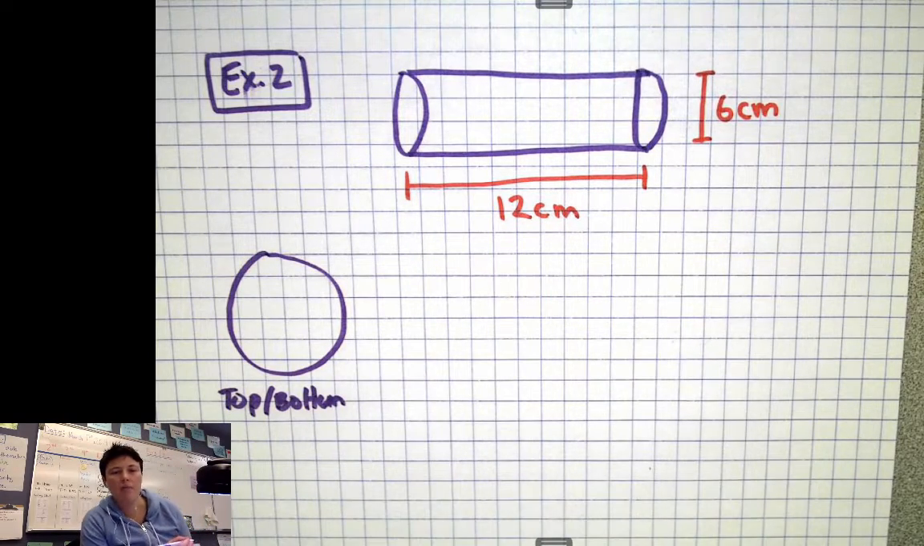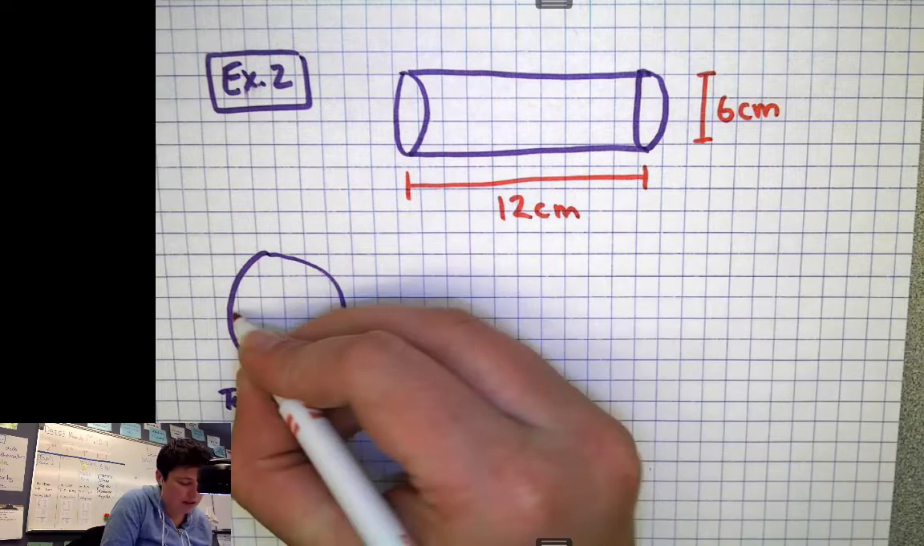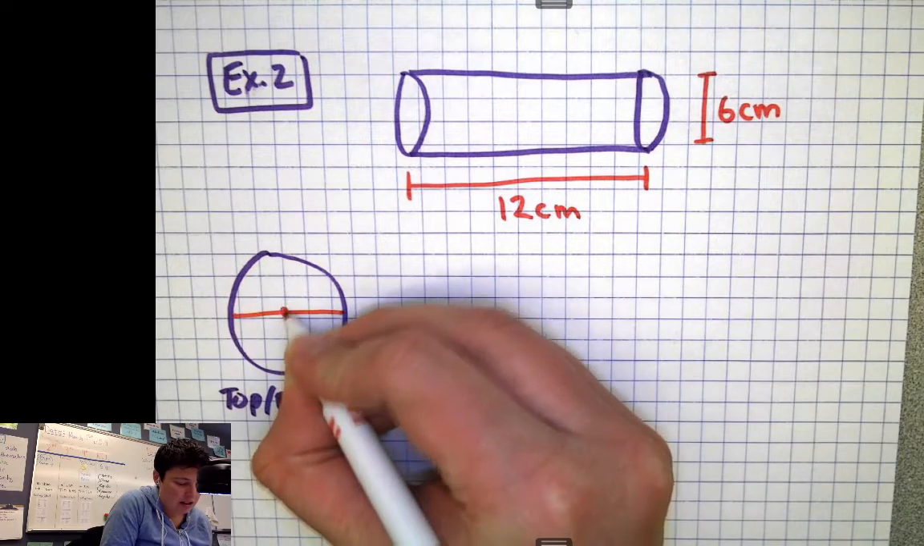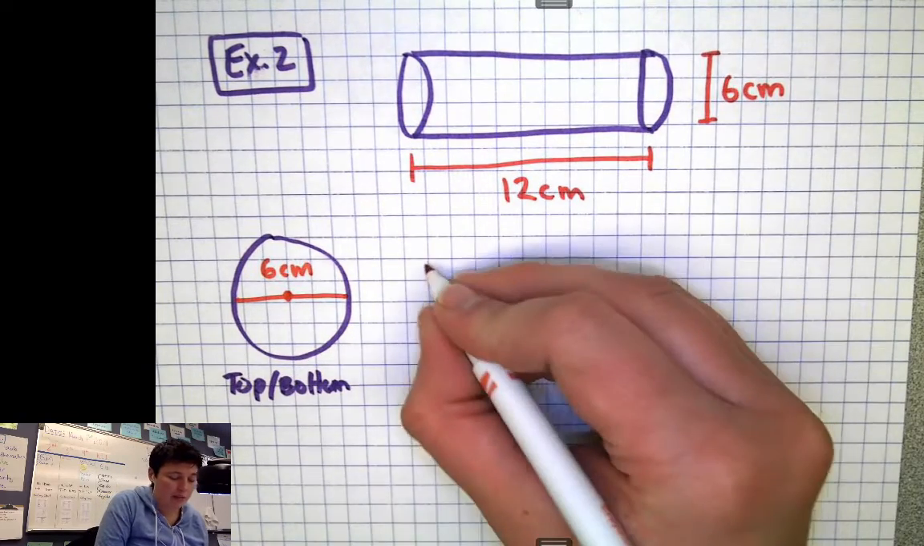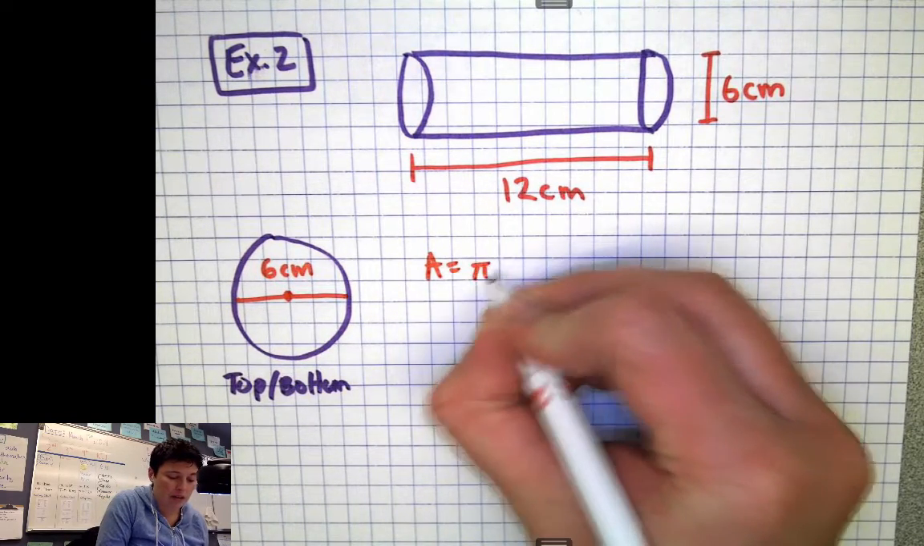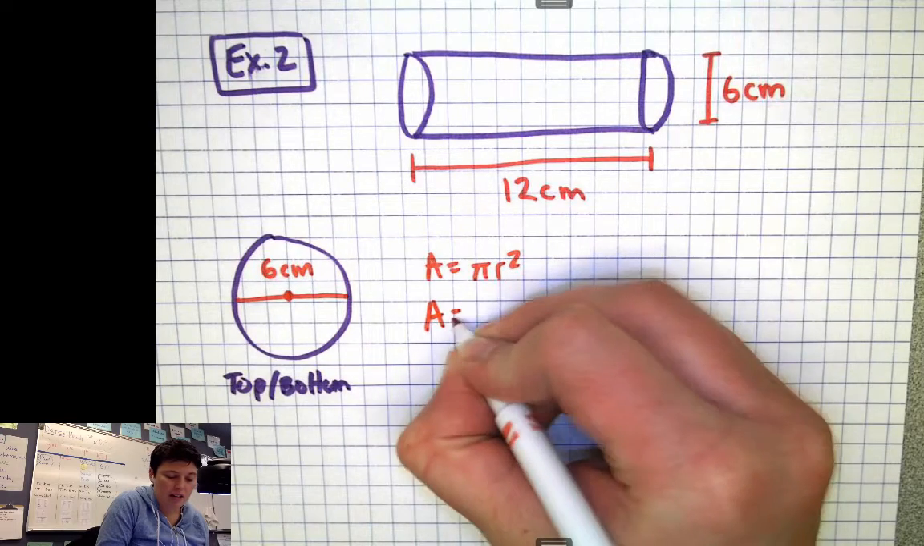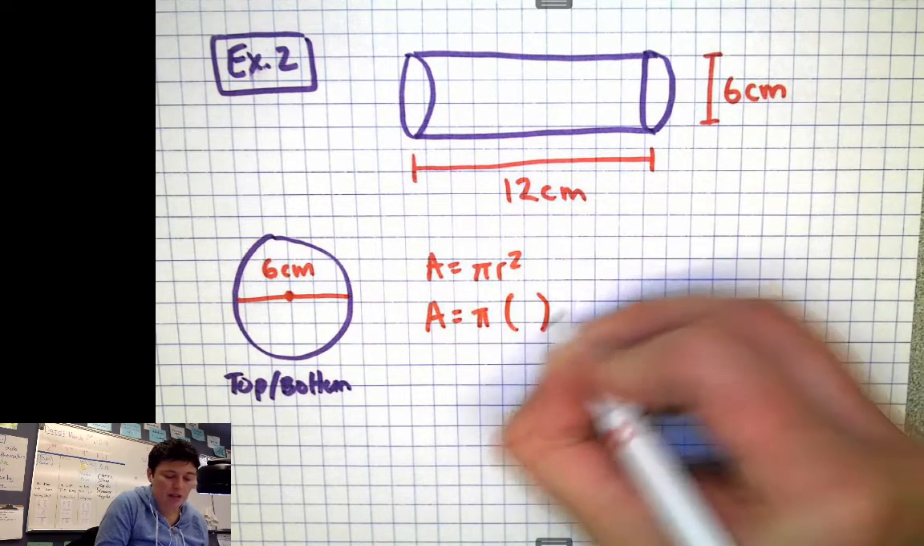Okay, so we got the top and the bottom. We're going to add on our label. We know it's a 6 centimeter diameter. Across the center is 6 centimeters. And we know to find the area, we use the area formula. Area equals pi r squared. So in this case, area is going to be pi times the radius squared.